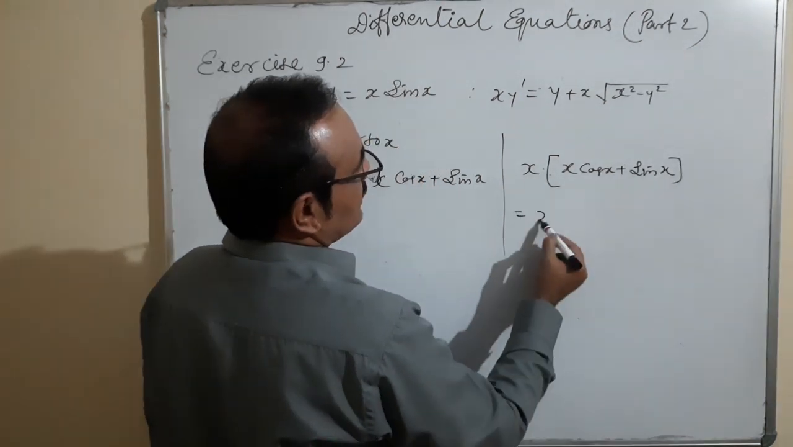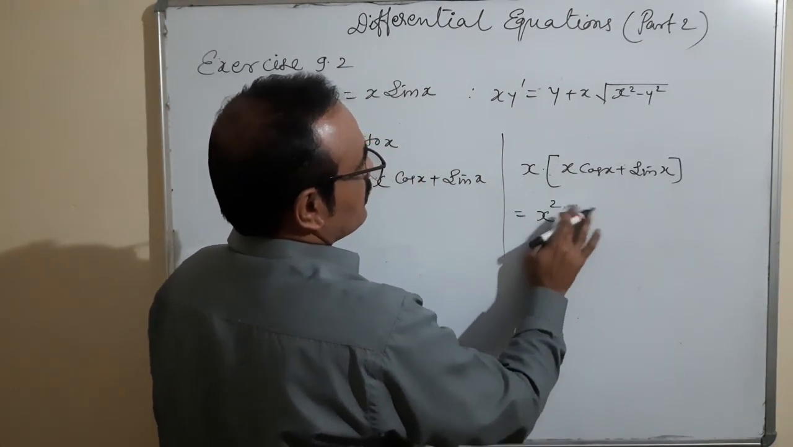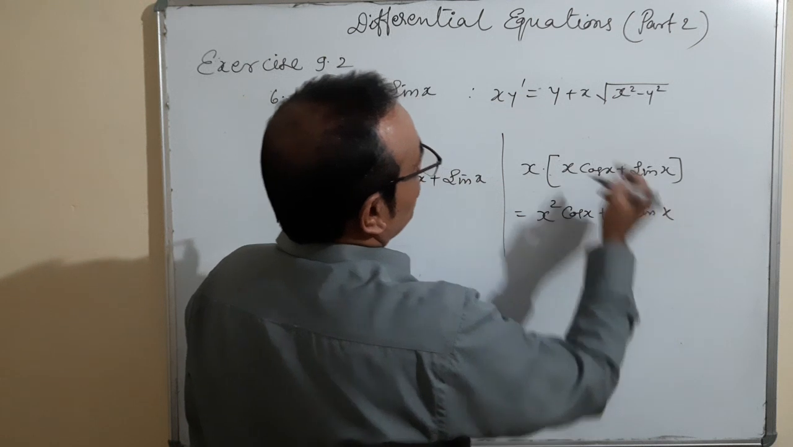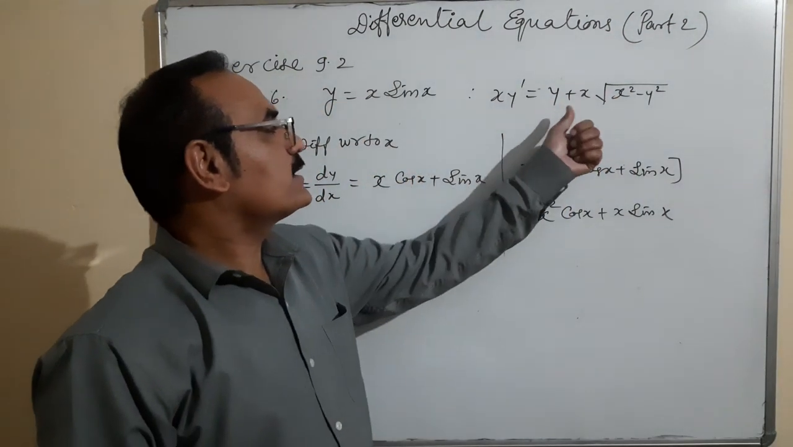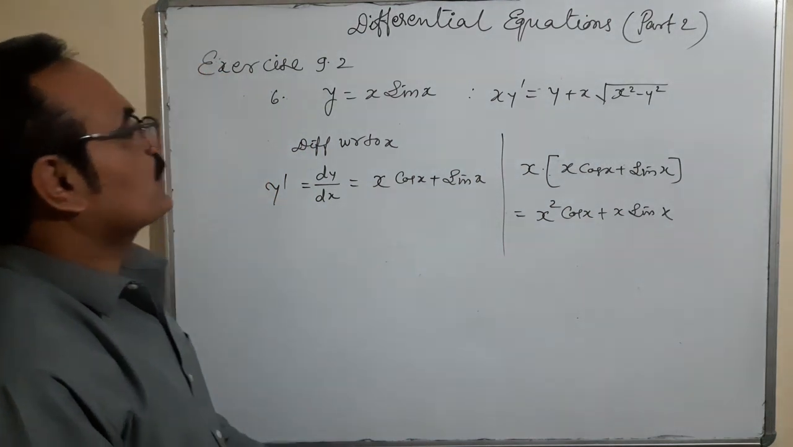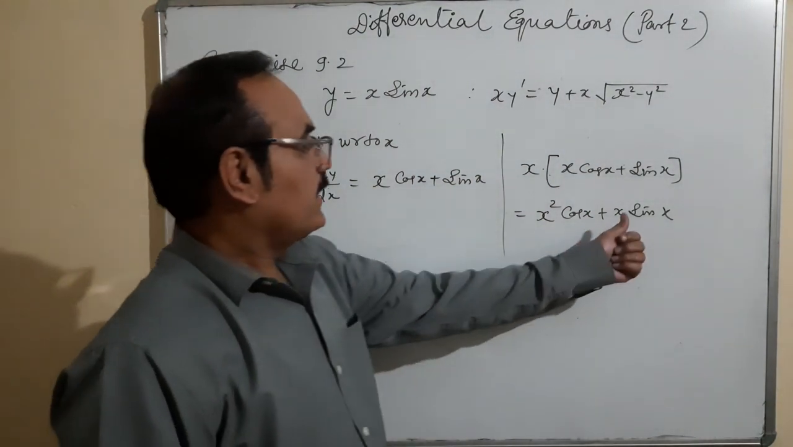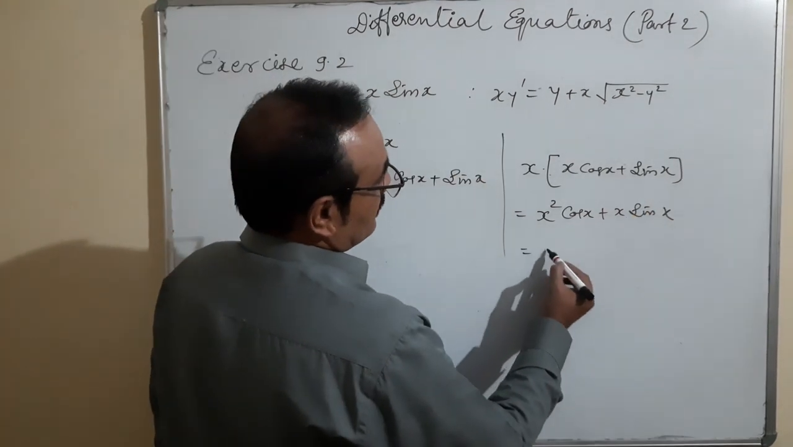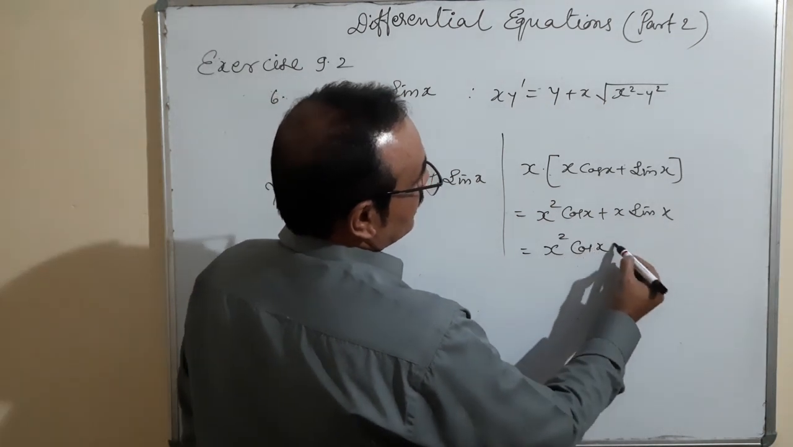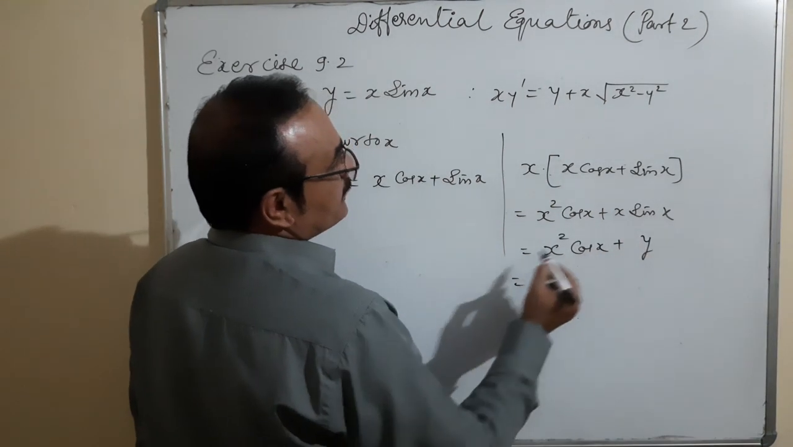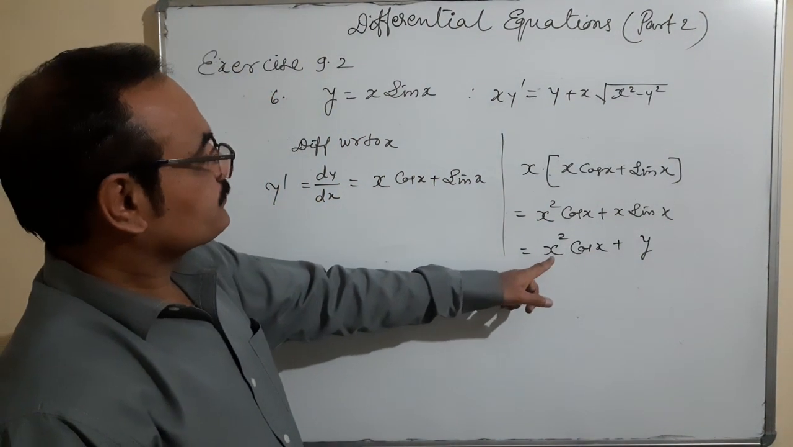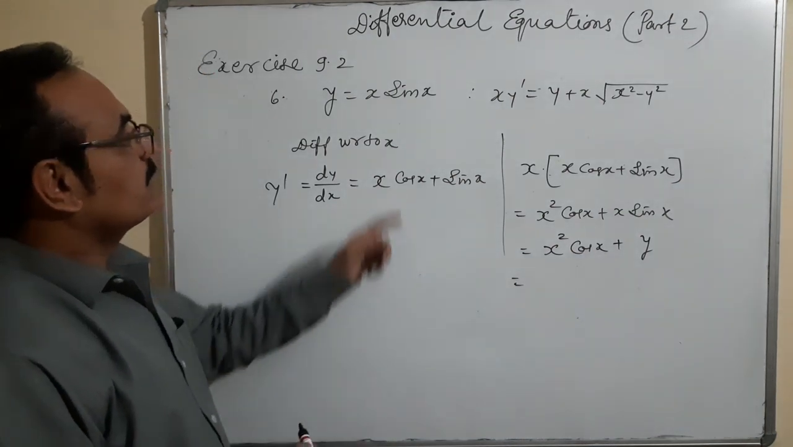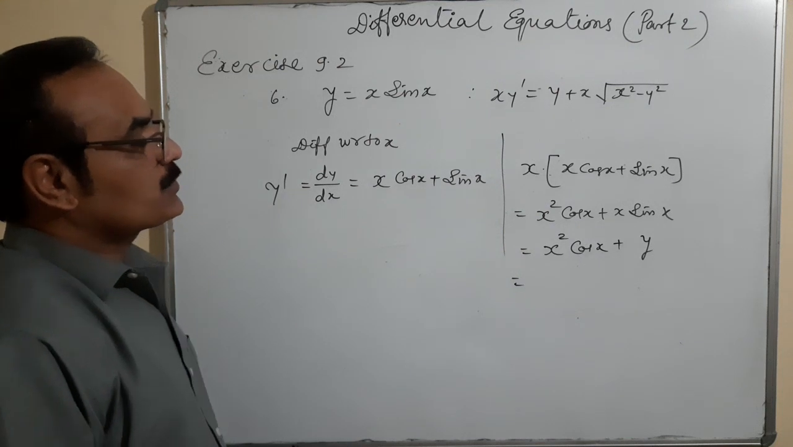What is this? It is coming x square cos x plus x sin x. But here what we want to show on the right hand side is y plus x under root x square minus y square. Is it okay? Look at this. X sin x is equal to y. So that is y. There is no problem. X square cos x plus y. Okay. Now see this term. This is x square cos x, and we have the value here in terms of sin x. Okay. Then what should be done?